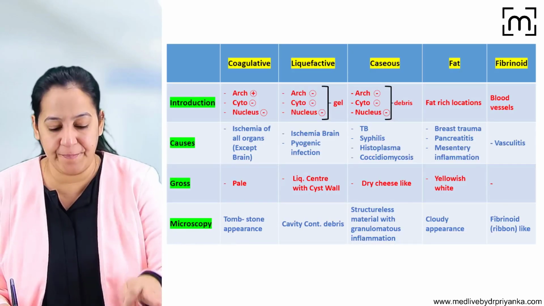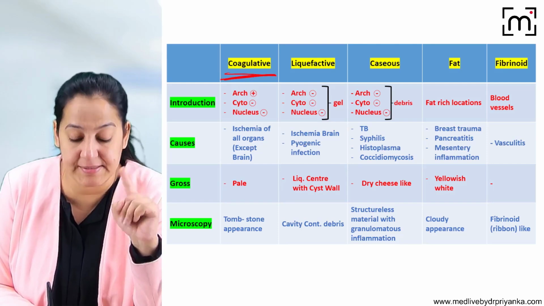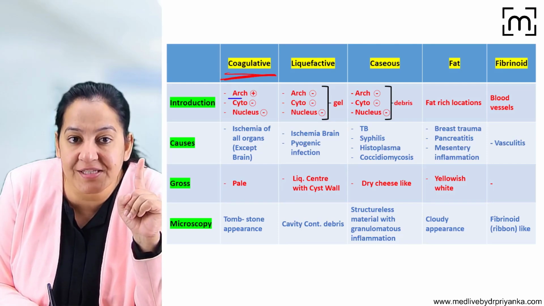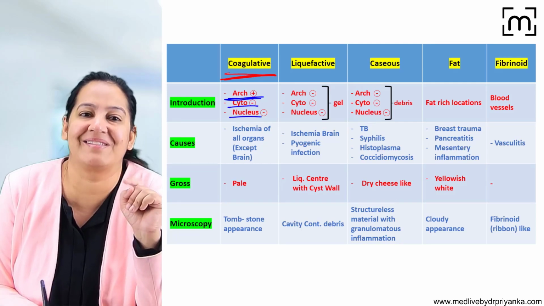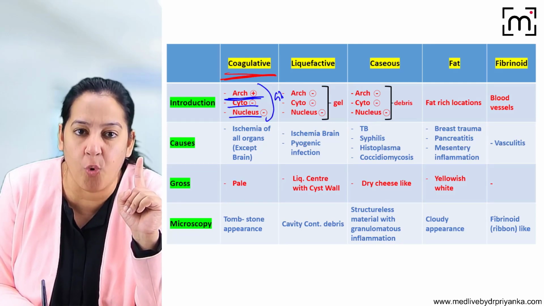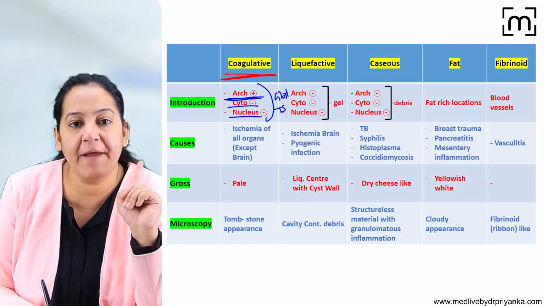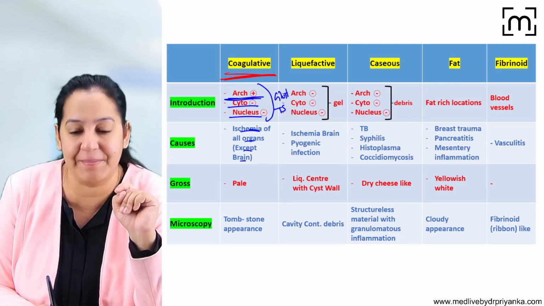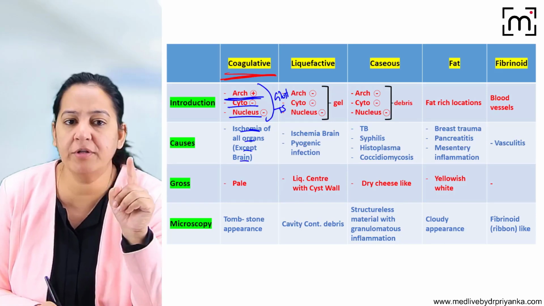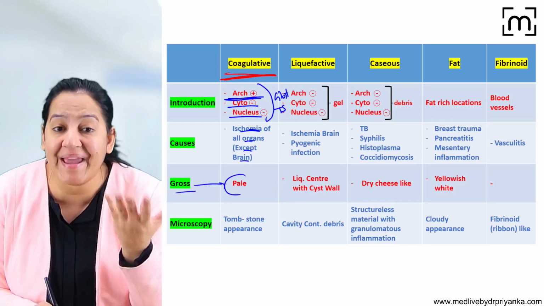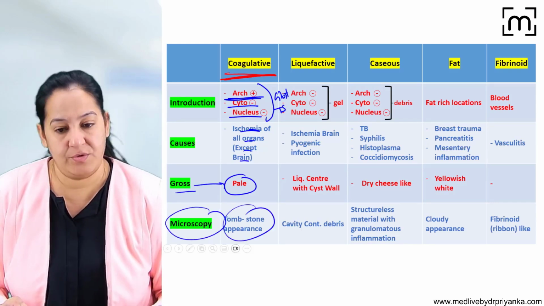So please read this column. What is coagulative necrosis? Coagulative necrosis is the necrosis in which architecture is maintained, but cytoplasmic detail is lost and nuclear detail is lost. That's why we compare the cell with a ghost cell or tombstone cell. What are the causes? Ischemia of all organs except brain, second is burns, and third is Zenker's degeneration. What about the gross? The organ is pale and slightly swollen, and on microscopy, the cells look like tombstones. So we are done with this.